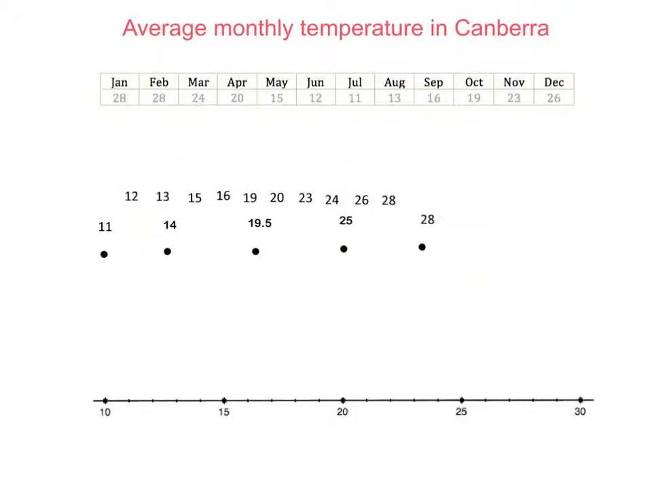Next we would get our 5 key scores and place them on the number line or above the number line so that we can draw our box and whiskers graph. So 19.5, 25 and 28.